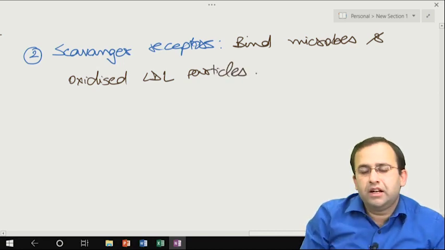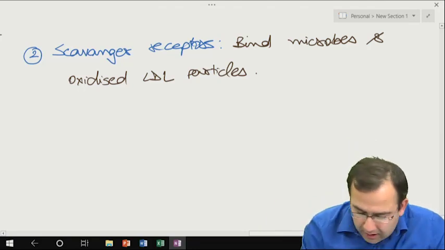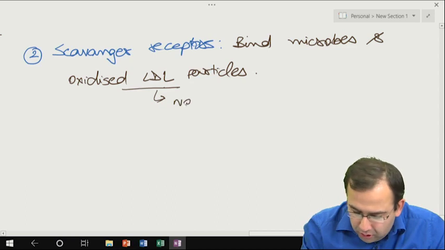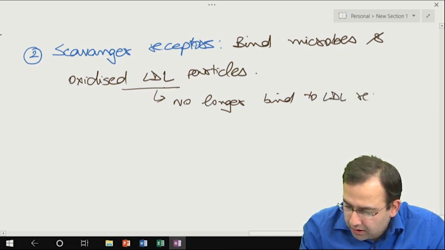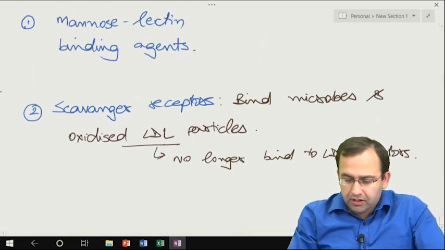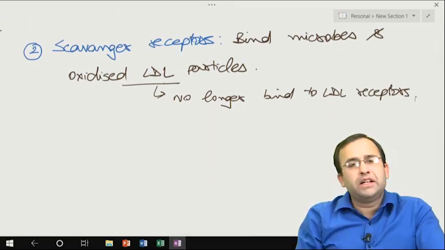These oxidized LDL particles can no longer bind to the usual LDL receptor. I'll just write it for you. These oxidized LDL particles no longer bind to LDL receptors. On the other hand, they bind to scavenger receptors. So the first recognition agent was the mannose-lectin binding agents. Next are the scavenger receptors, which bind microbes.